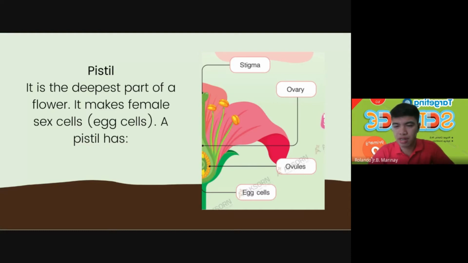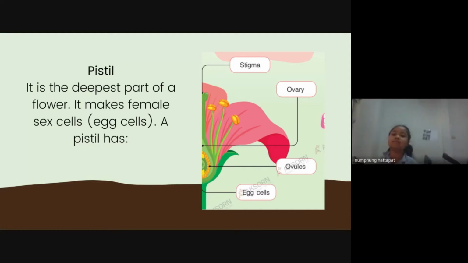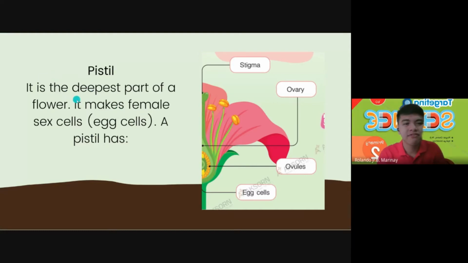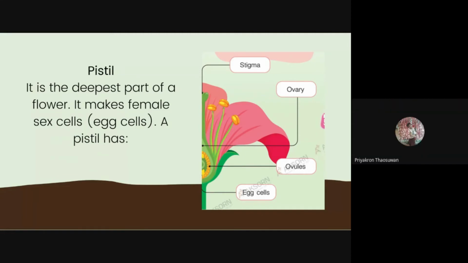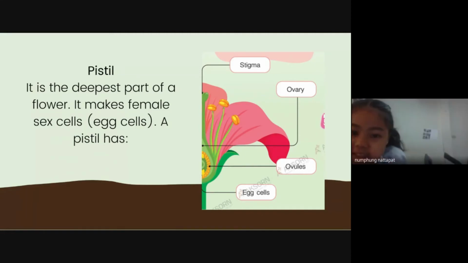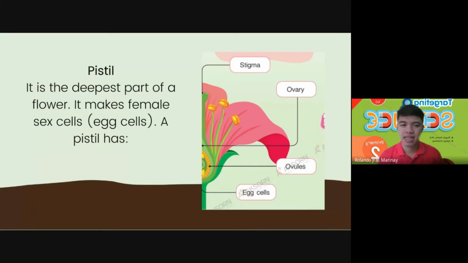Boy or girl? A girl. A girl, okay. There's a female. Very good. The pistil makes female sex cells, or it's called the egg cells. Okay, say egg cells. Egg cells. Very good. It makes egg cells, and then a pistil has the following parts: the stigma.